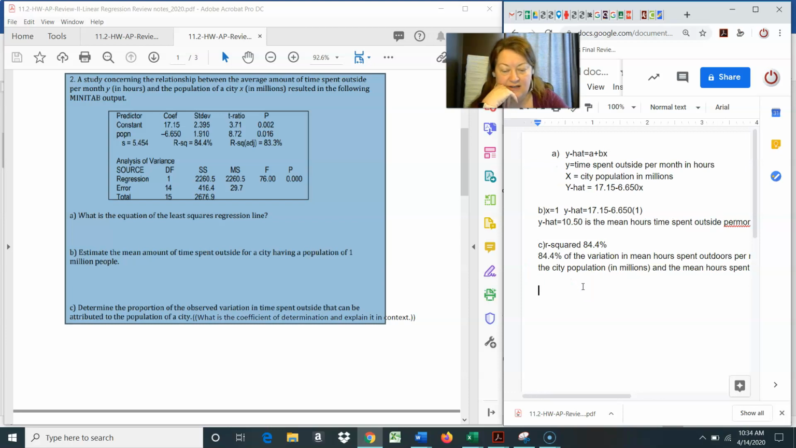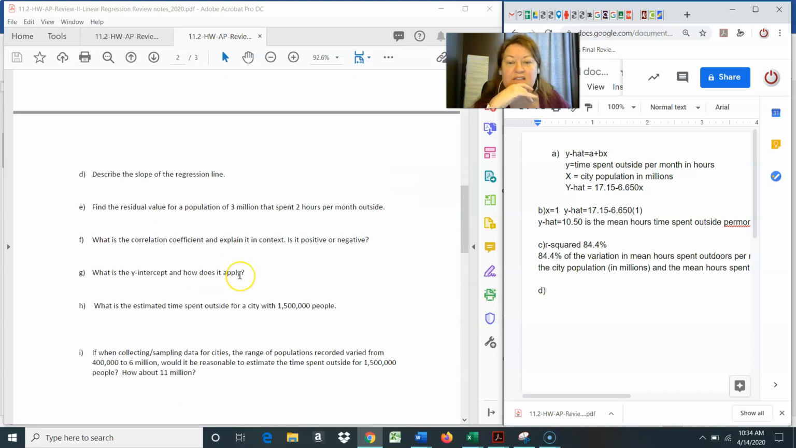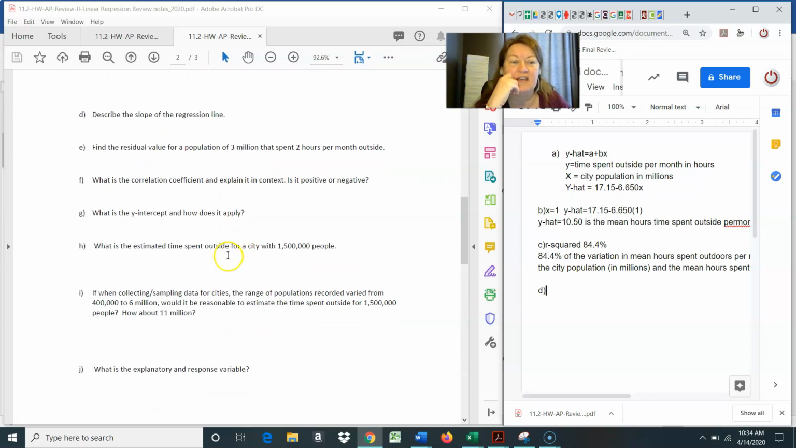Okay, so on to part D, our extra stuff that I added in. This is every possible question I can think of where they ask you to just see if you know what the vocab is and how to describe the vocab. So the next one is describe the slope of the regression line. I know that slope is the number that I use before the x. So that's going to be the negative 6.650, and I'm going to put it over 1 just to remind myself that it's y's over x's.